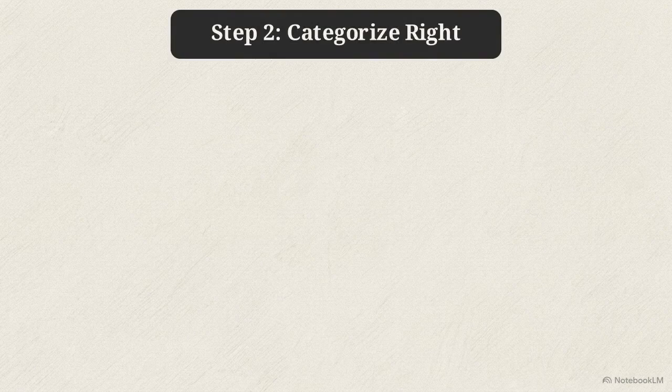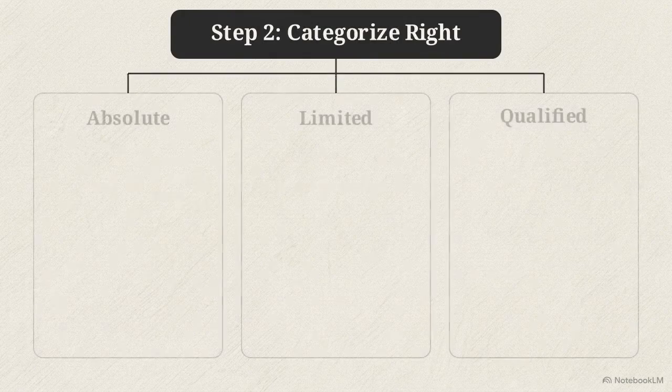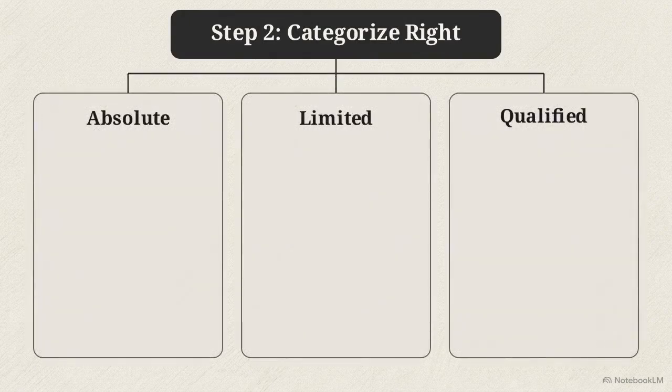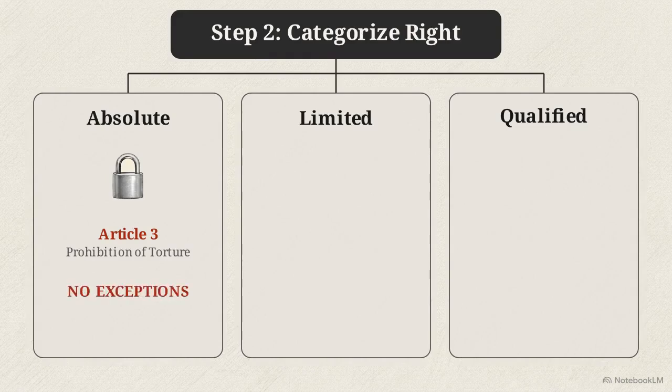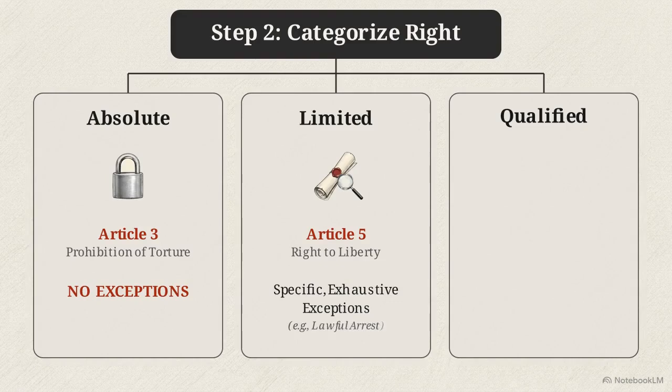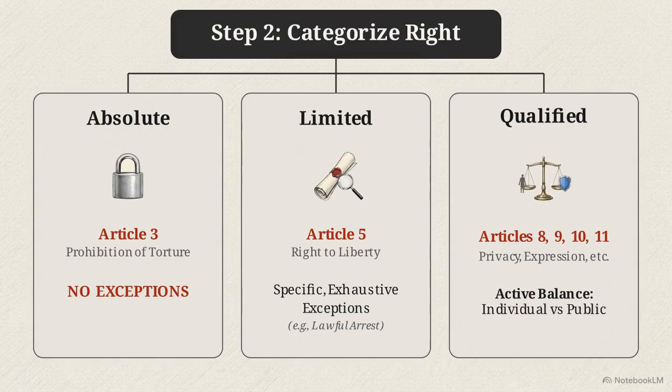This taxonomy tree divides the convention into 3 distinct tiers. Not all rights carry the same legal weight. Absolute rights, such as Article 3's prohibition of torture, have no exceptions. They can never be lawfully breached by the state. Limited rights, like Article 5's right to liberty, contain highly specific, exhaustive exceptions written directly into the text, like lawful arrest. Finally, qualified rights, including Article 8's respect for private life and Article 10's freedom of expression, require a constant, active balance between the individual's freedoms and the wider public interest.